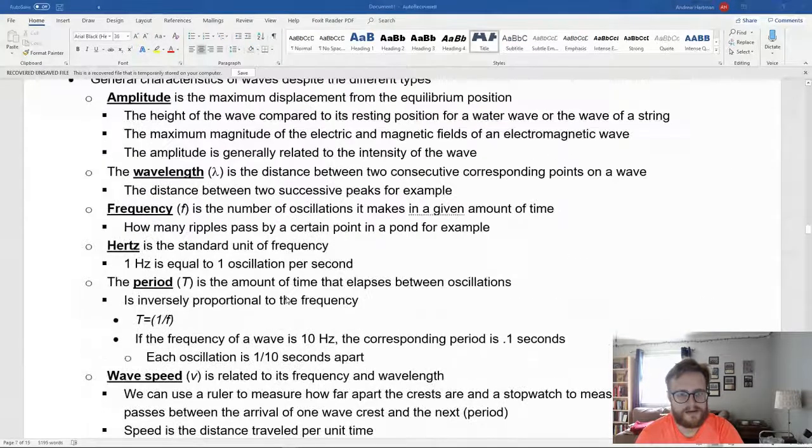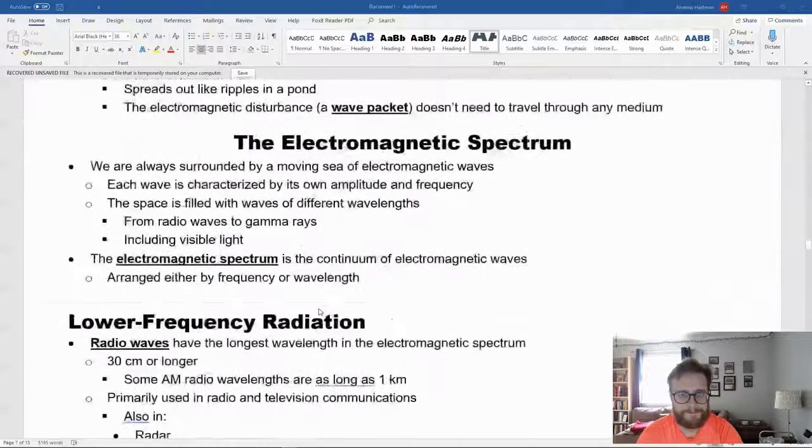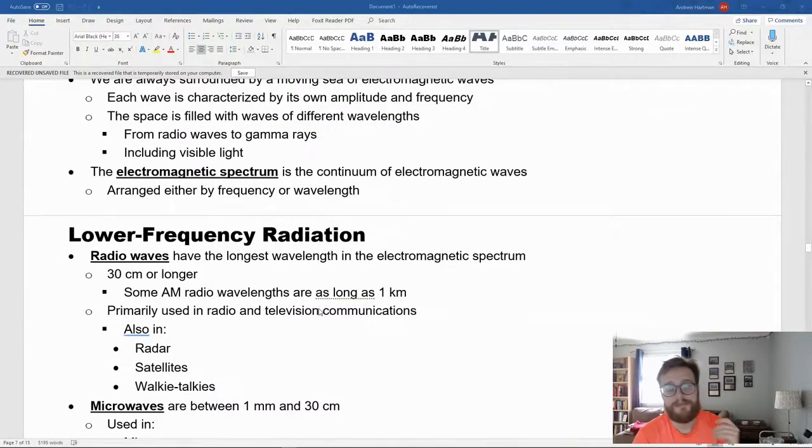If we go back up here, the period is the amount of time that elapses between oscillations. The frequency is the number of oscillations in a given amount of time. And so when we have bigger wavelengths, we have lower frequency radiation. And that is the electromagnetic spectrum, which is the continuum of electromagnetic waves.